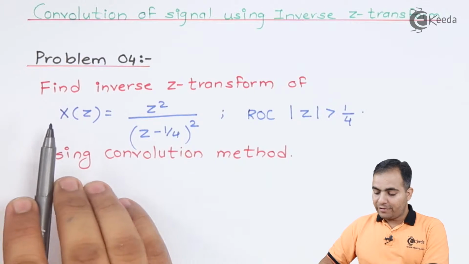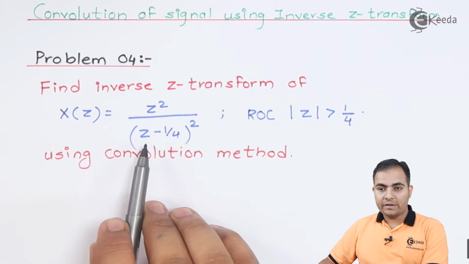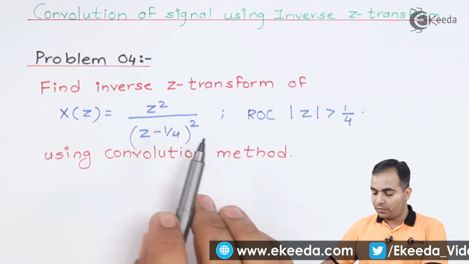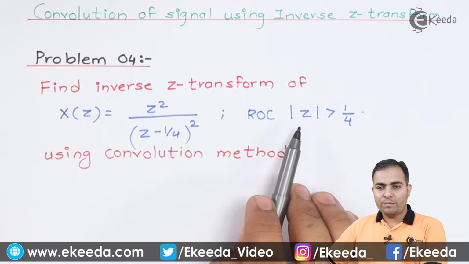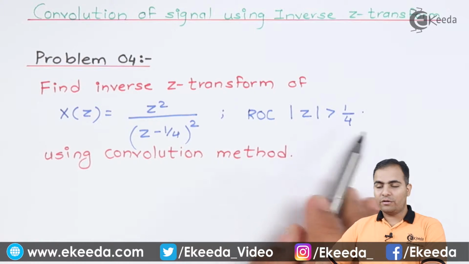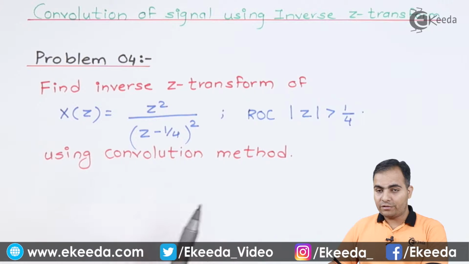Problem number 4. Find the inverse Z transform of the function X of z, which is z square upon z minus 1 by 4 raised to 2, or you can say z minus 1 by 4 whole square. The ROC is also given: mod z is greater than 1 by 4, that is, it's a causal sequence, and we have to find the inverse Z transform using the convolution theorem.